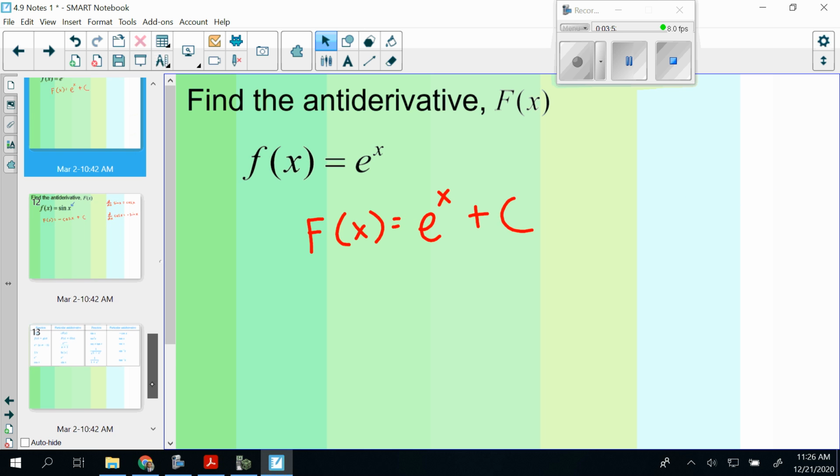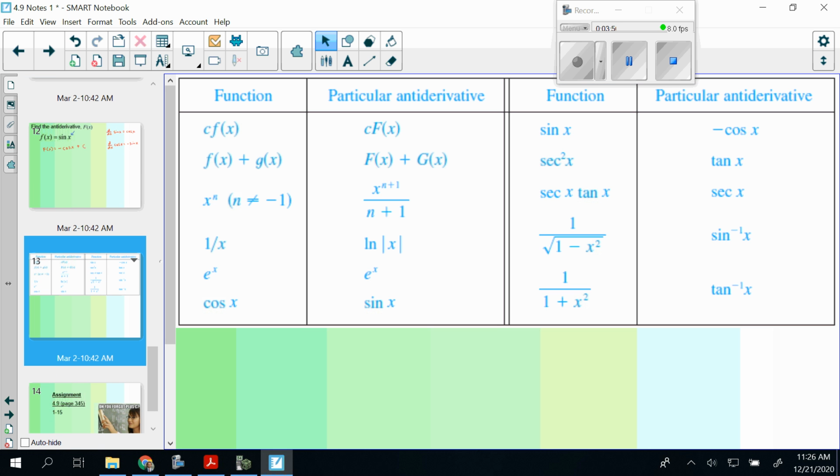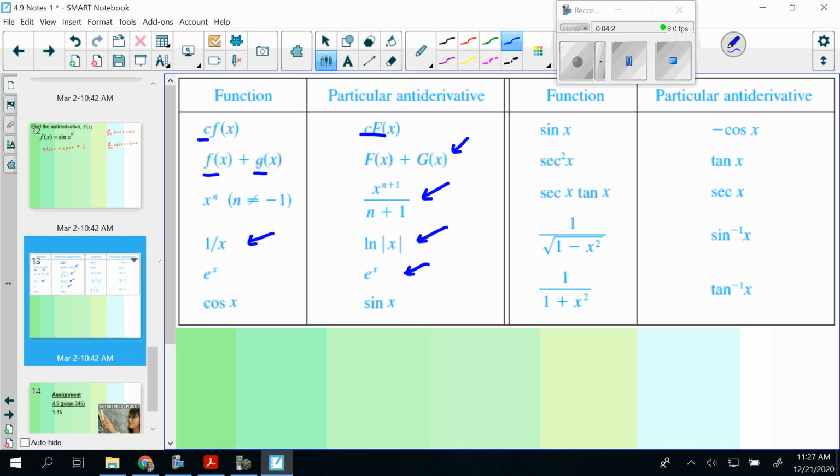Some other antiderivatives then that you should know, if we do any combination of functions by adding or subtracting, it's just the antiderivative of each one of these two. If there's a constant in front of it, we just bring that constant with. We have our power rule we talked about. The antiderivative of 1 over x is natural log of the absolute value of x. E to the x we talked about. The antiderivative of cosine would be sine because the derivative of sine is cosine. The antiderivative of sine would be negative cosine. We just looked at that one.